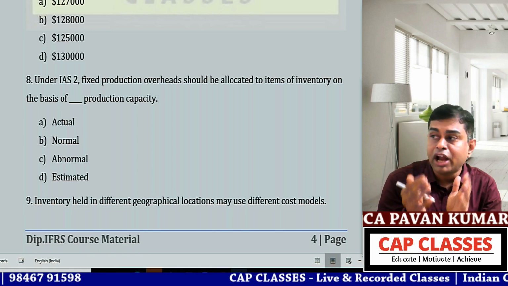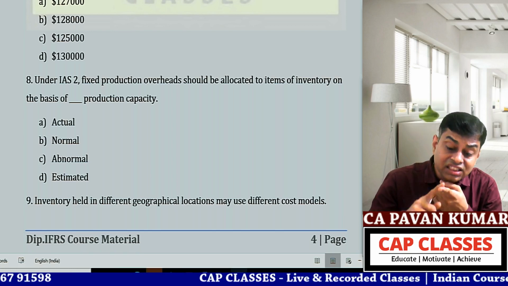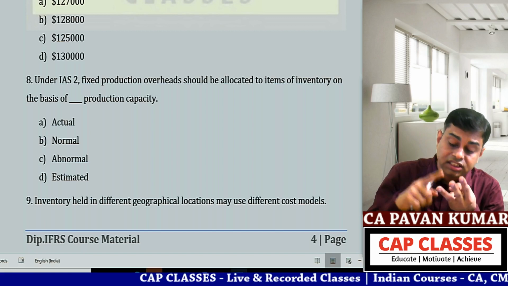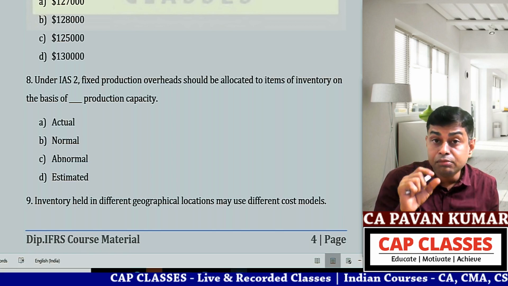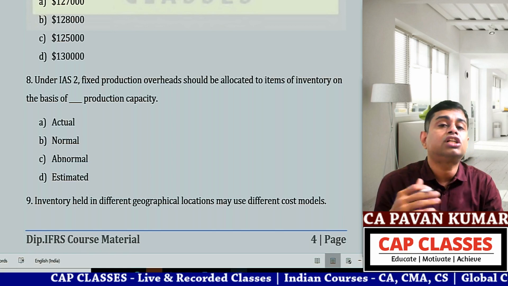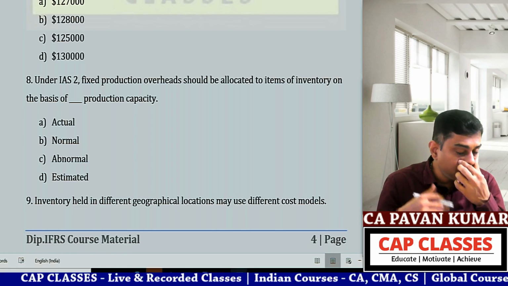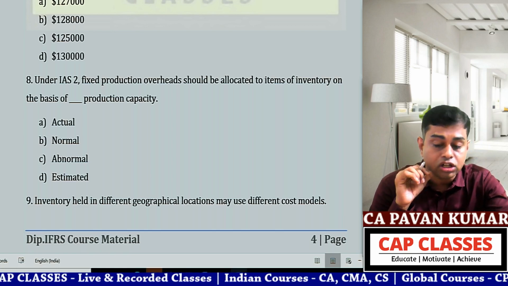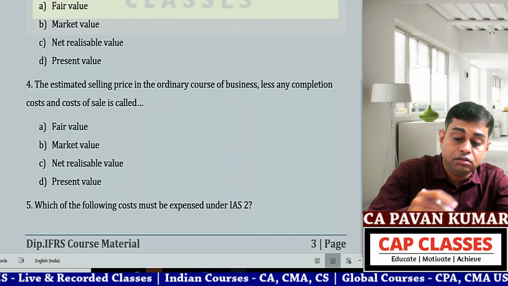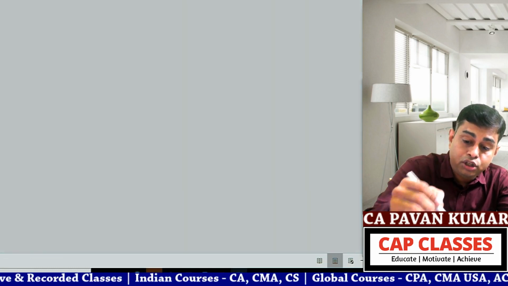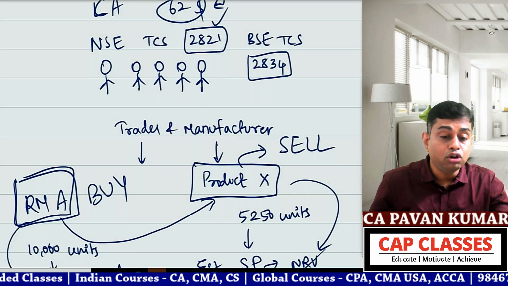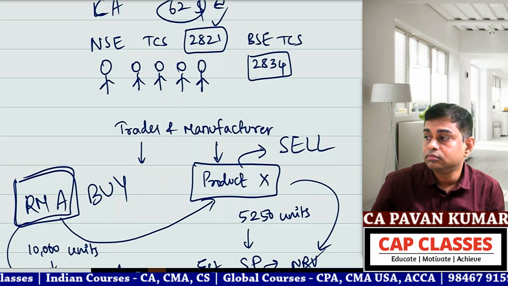So when you are manufacturing a good, actual raw material consumed, actual wages incurred we will take, actual variable overheads we will take. But when it comes to fixed production overheads, we will recover it based on the normal production capacity. Okay, this you have learned in both the accounting standard and also in costing. So do you think these are going with the flow, and whatever we have discussed, with that you are able to solve these questions? We will not waste more time on these MCQs. So shall we go to IAS 10? Yes, sir.